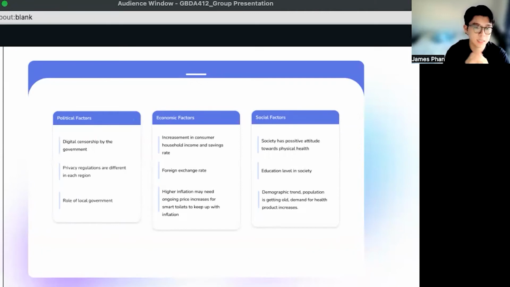The second factor is the economic factors. Increasing consumption could lead to binge credit consumption, so we must be careful in building our marketing strategies around allowing users to purchase through credit. Higher inflation may require ongoing price increases for smart toilets to keep up with inflation, resulting in decreased brand loyalty and ongoing cost control efforts. And also, due to the different exchange rates in different countries, we should be careful about the history of forex risk before entering a new market.